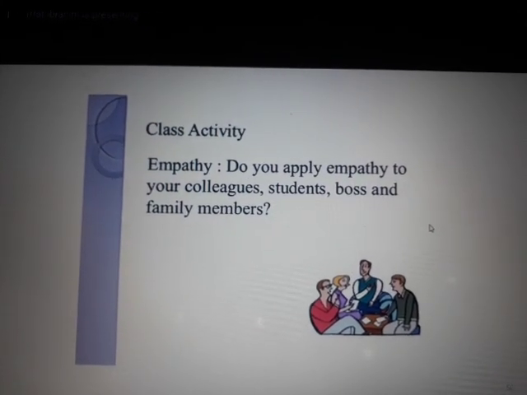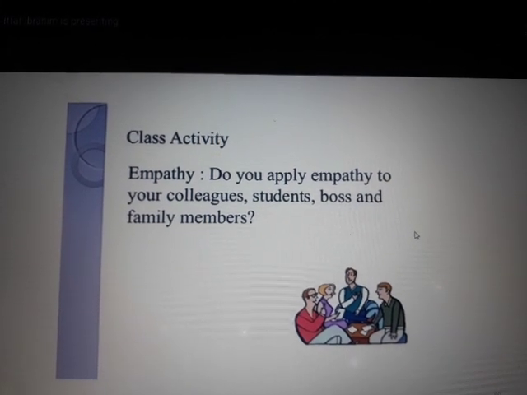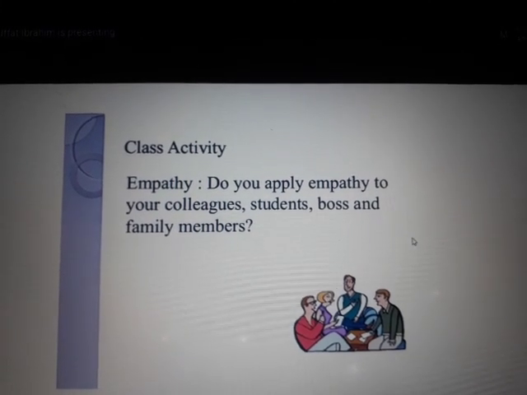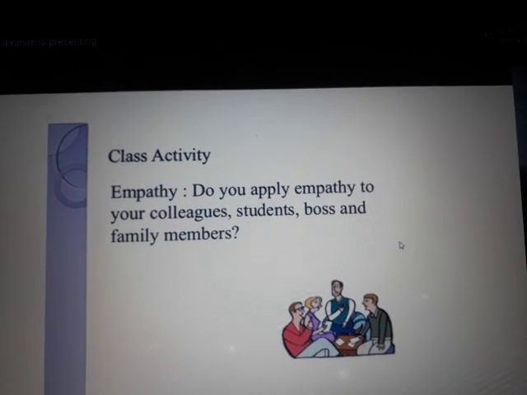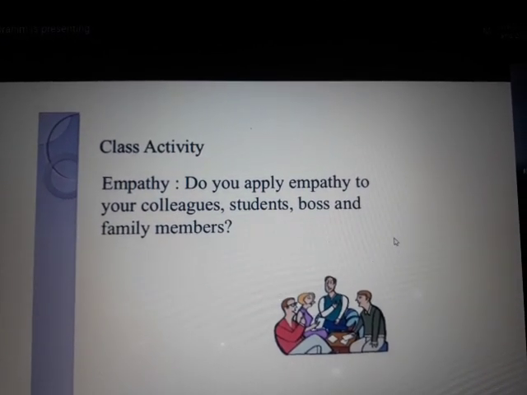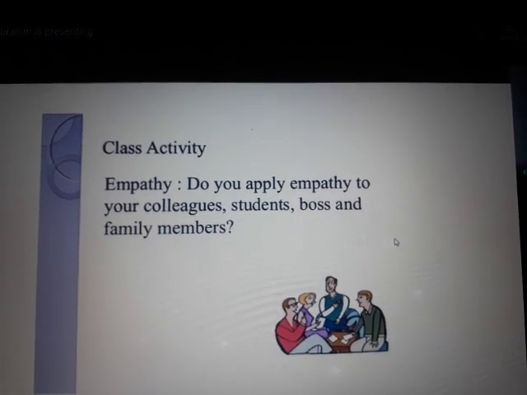Now I want you to think for a little while. Do you apply empathy to your colleagues, students, bosses, and family members? I think it's very easy for us to be empathetic to our family members, but do we apply empathy to colleagues, students, and bosses? I leave this question with you. You can think about it.